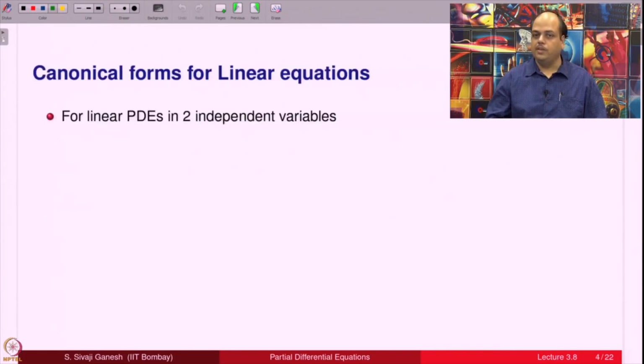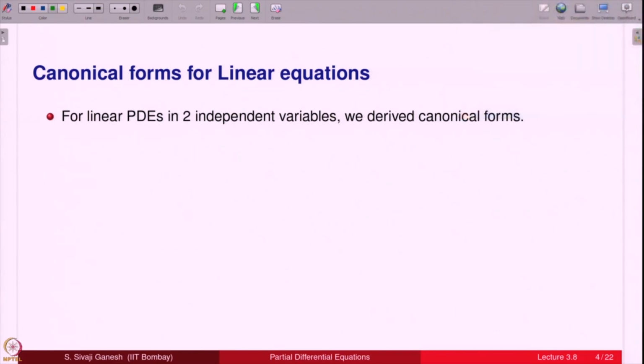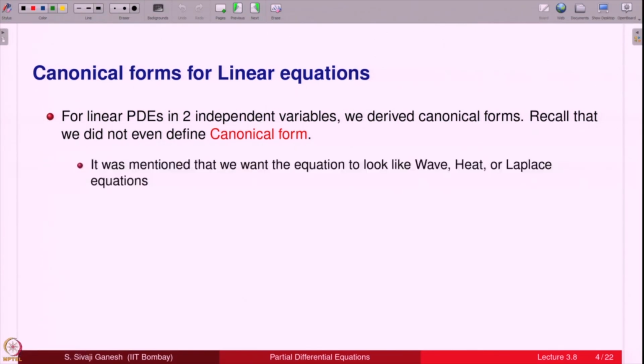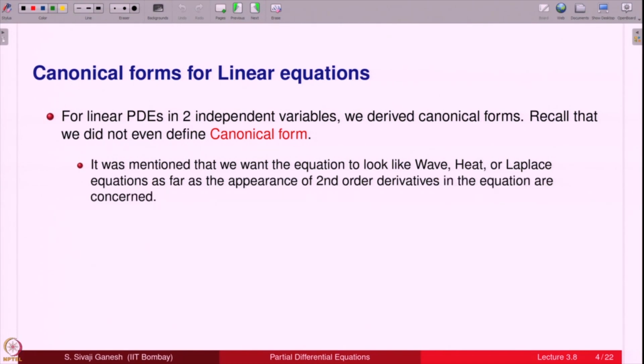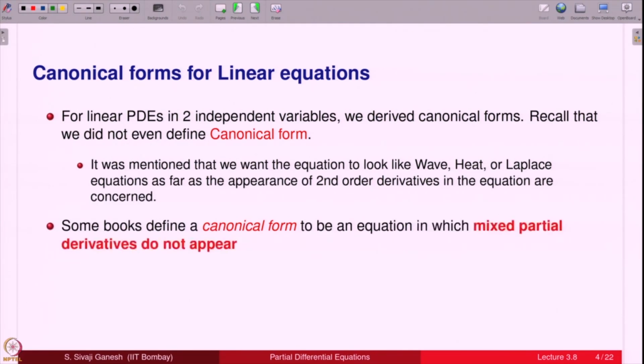Canonical forms for linear equations. For linear PDEs in 2 independent variables, we derived canonical forms. Recall that we did not even define what the word canonical form stands for. It was mentioned that we want the equation to look like the wave equation, heat equation or Laplace equation as far as the appearance of the second order partial derivatives is concerned. Some books define what a canonical form is. They say that an equation is in canonical form if mixed partial derivatives do not appear in the principal part.